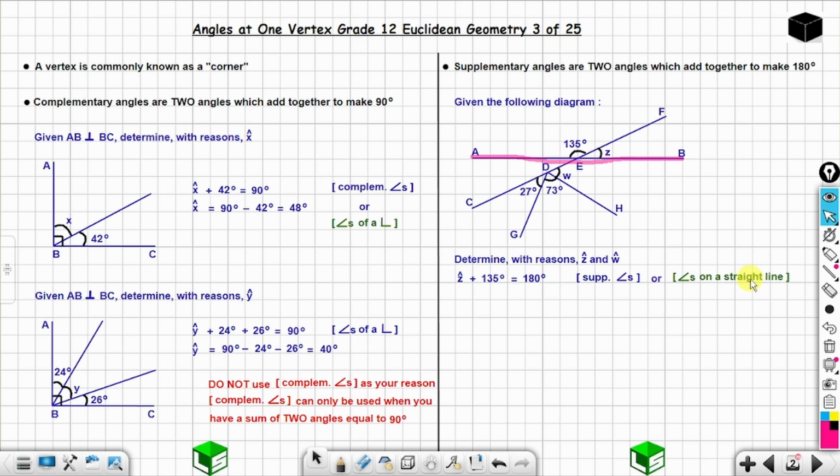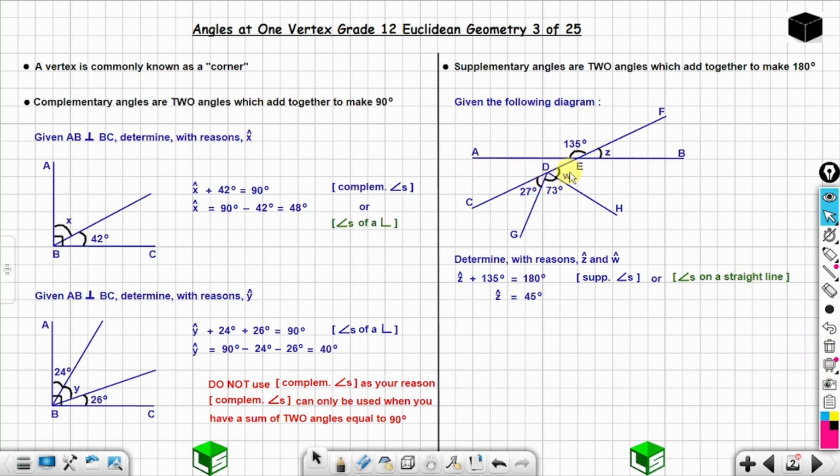So let's carry on. Now the angle Z is equal to 180 degrees minus 135. You are going to get 45 degrees. So the angle Z is equal to 45 degrees. Now let's determine the angle W. Let me erase this.